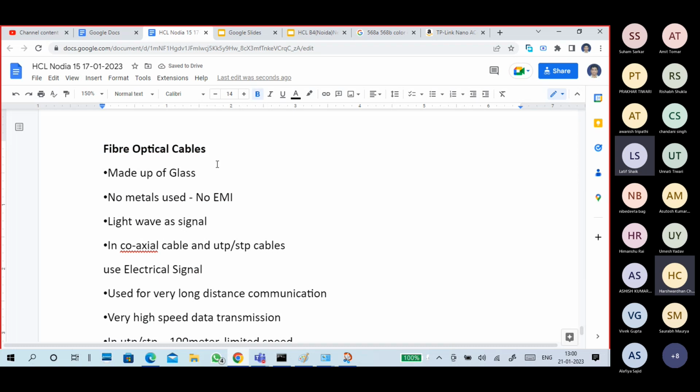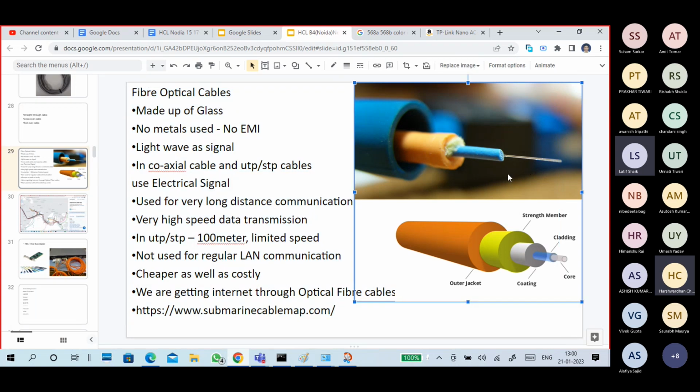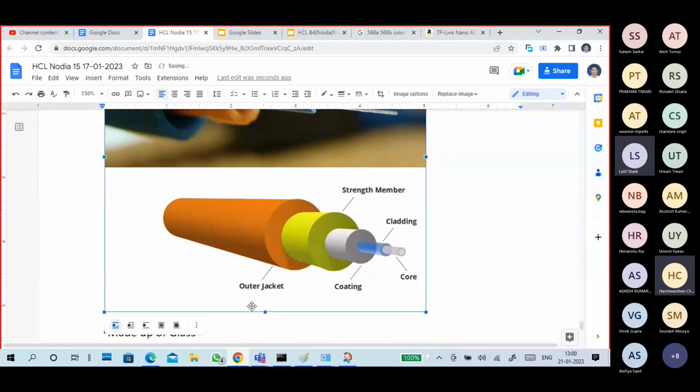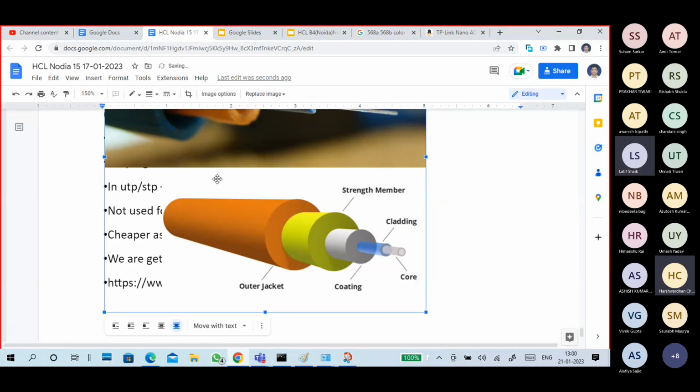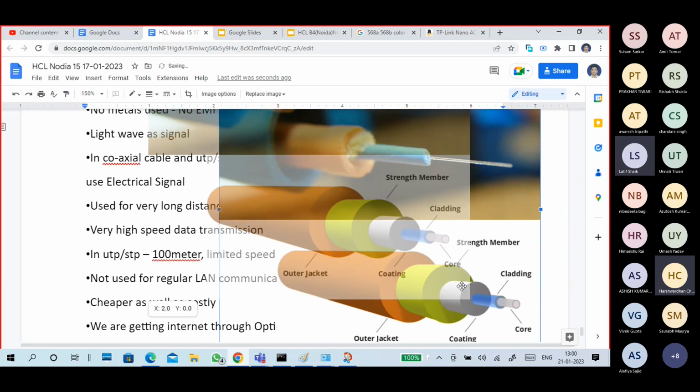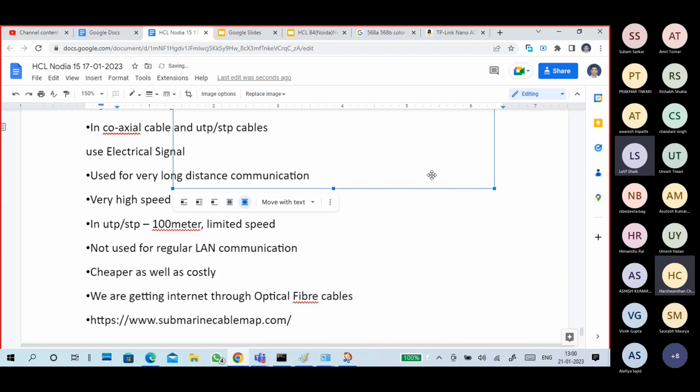Okay, the next type of cables are fiber optic cables, guys. It is made of glass. Inside the fiber optic cable, the material is glass. Glass is not a metallic material, so there is no electromagnetic interference on it. Electromagnetic interference is very low.